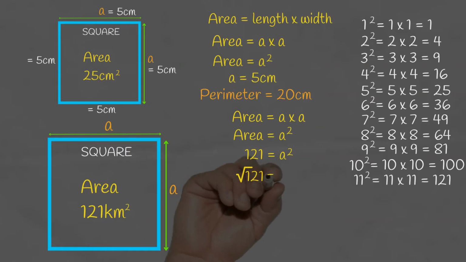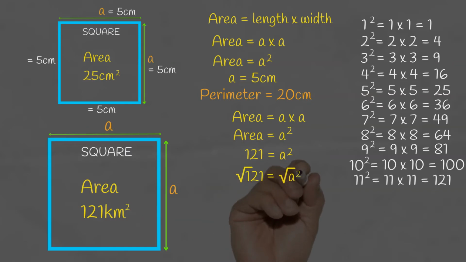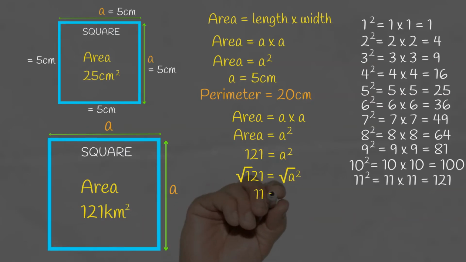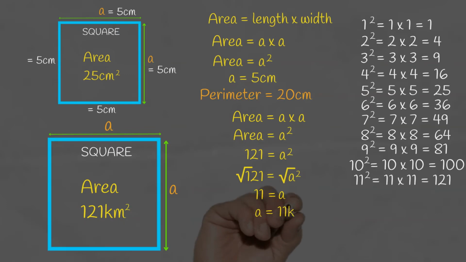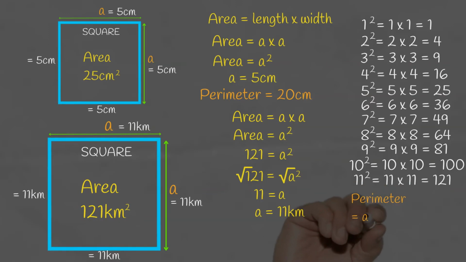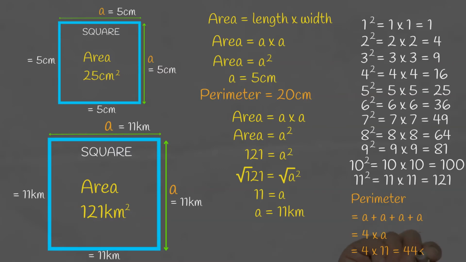But we'll go through the more robust method, which is to square root both sides. And so the square root of 121 is 11, if you type that in your calculator. And the square root and the squared of A cancel each other out, so we just get A. So A is equal to 11 kilometres. And all the sides are of equal length in a square, so now we can work out the perimeter, which is the sum of all the sides, so 4 times A, so 4 times 11, so the perimeter is 44 kilometres.